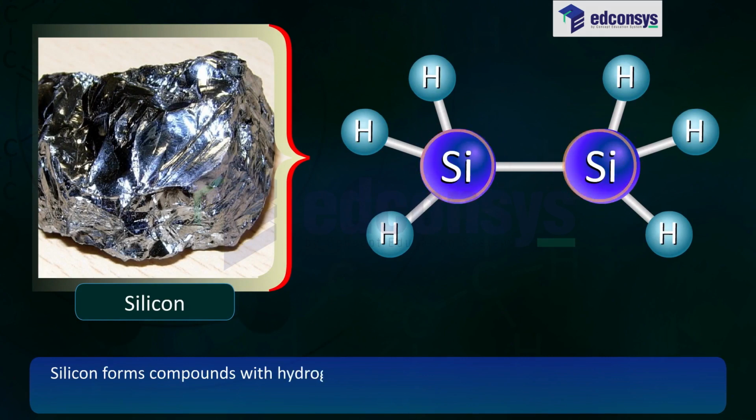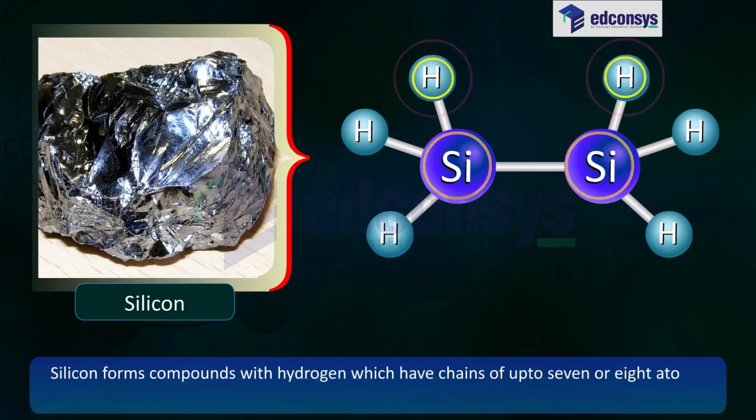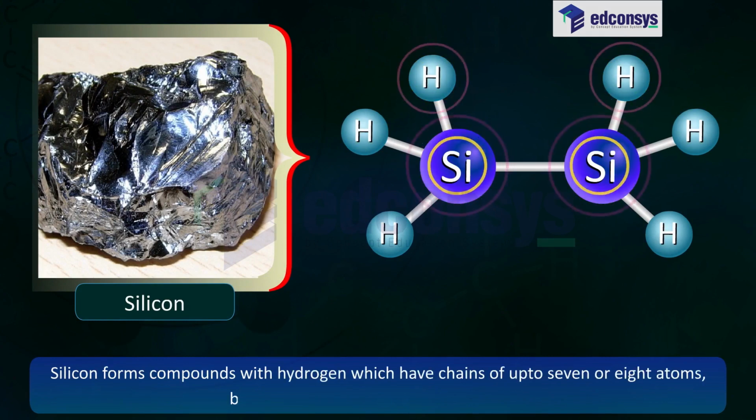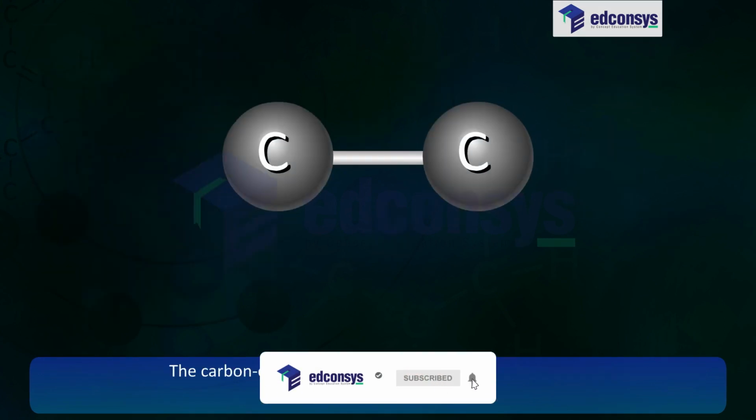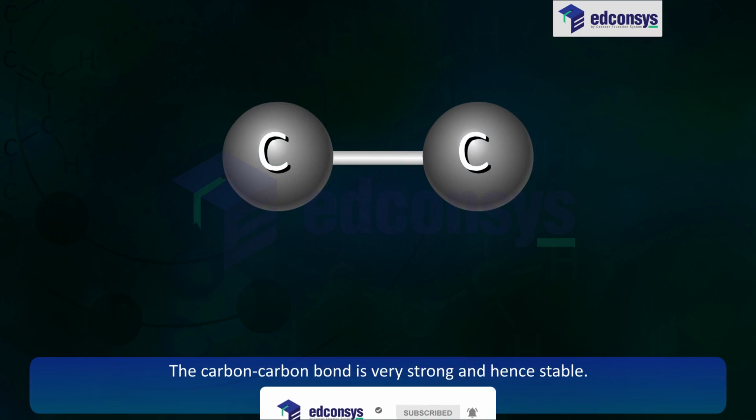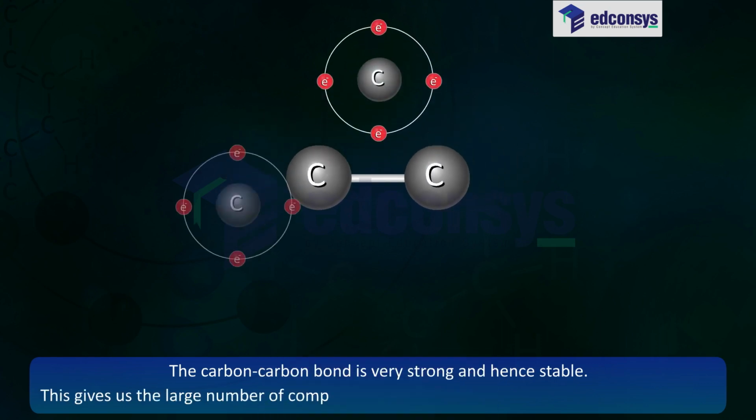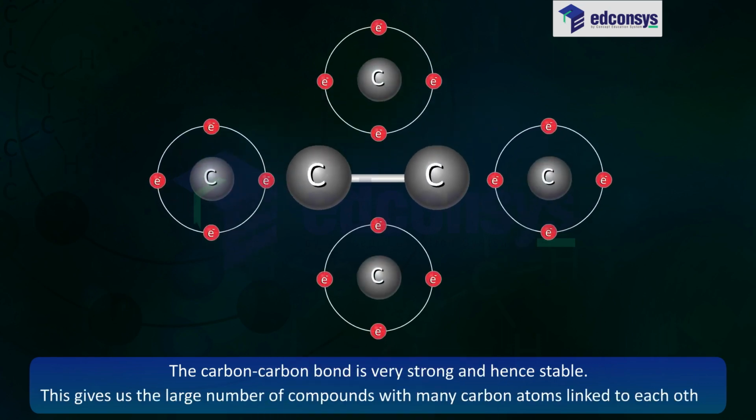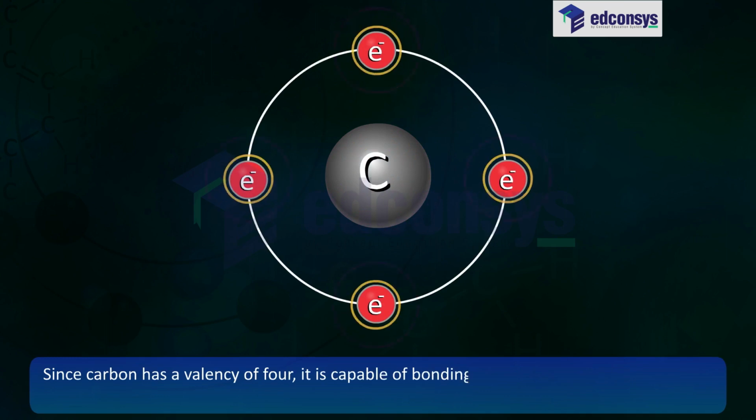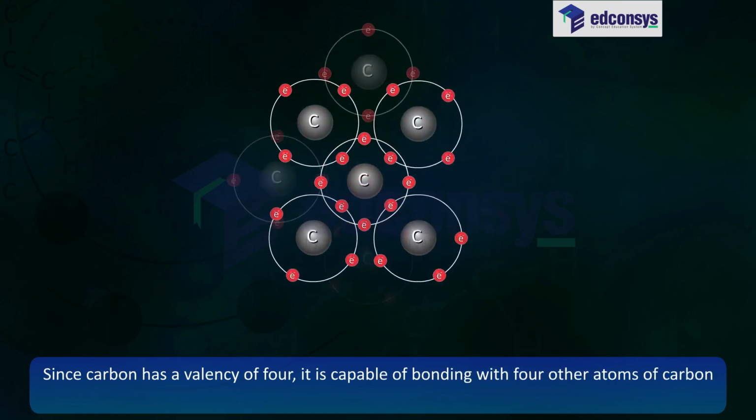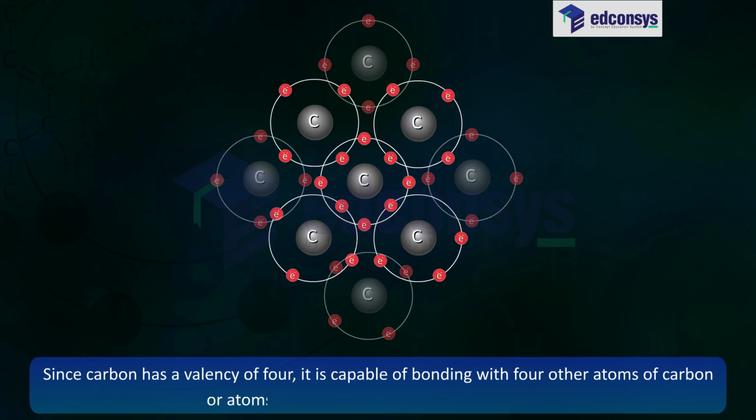Silicon forms compounds with hydrogen which have chains of up to 7 or 8 atoms, but these compounds are very reactive. The carbon-carbon bond is very strong and hence stable. This gives us the large number of compounds with many carbon atoms linked to each other. Second, since carbon has a valency of 4, it is capable of bonding with 4 other atoms of carbon or atoms of some other monovalent element.